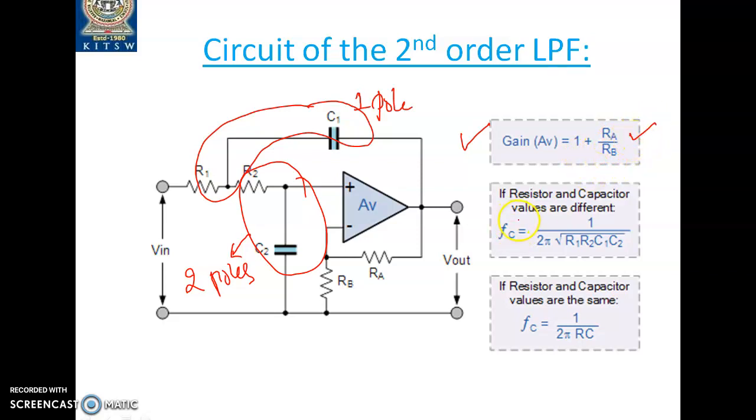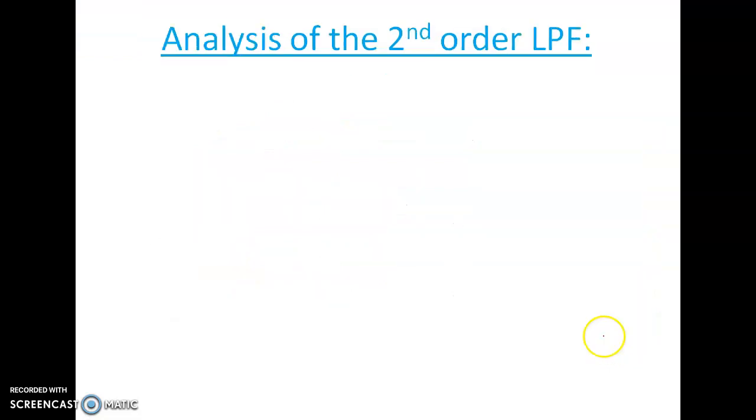Okay, and if you want to calculate the cutoff frequency or the 3 dB frequency, for different values of the resistances and capacitors it is Fc equal to 1 upon 2 pi under root of R1 R2 C1 C2. But if you take equal resistance values and equal capacitor values, you will get Fc equal to 1 upon 2 pi RC. These formulas are also very important if you want to do examples. If you want to design any example for a second order active low pass filter, please keep that in mind. These are the formulas you need to apply.